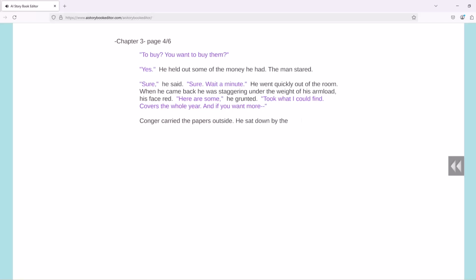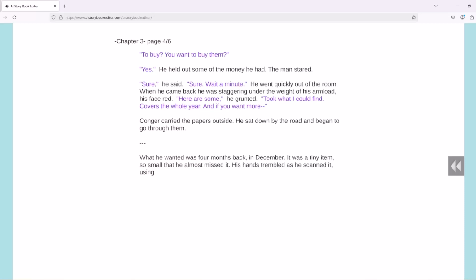He sat down by the road and began to go through them. What he wanted was 4 months back, in December. It was a tiny item, so small that he almost missed it. His hands trembled as he scanned it, using the small dictionary for some of the archaic terms.